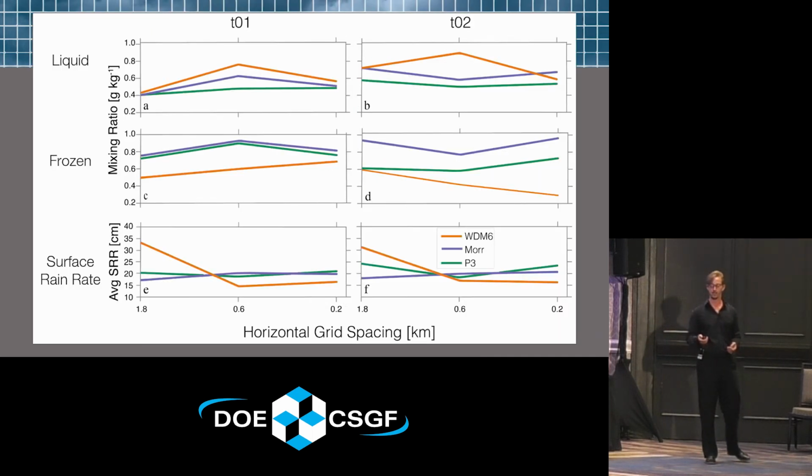Looking a little bit more holistically at the resolution. As I go across the x-axis, I've got 1.8 kilometer down to 0.2 kilometer. And I'm just looking at three different variables here: the liquid hydrometeors, frozen hydrometeors, and surface rain rate.